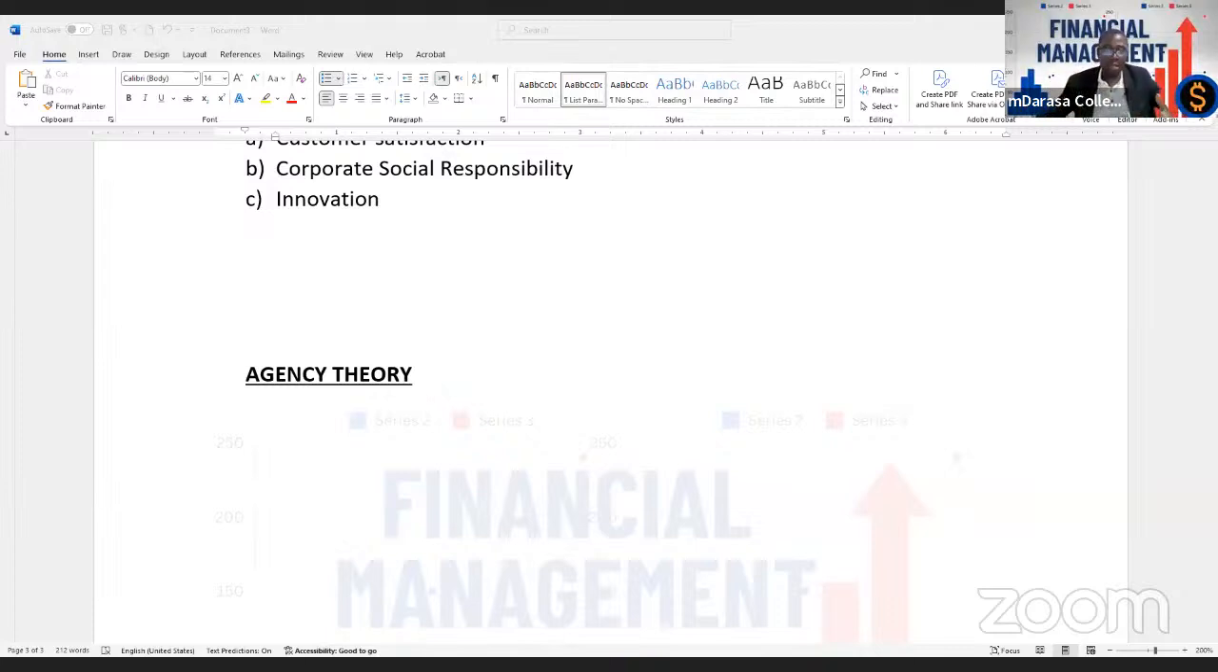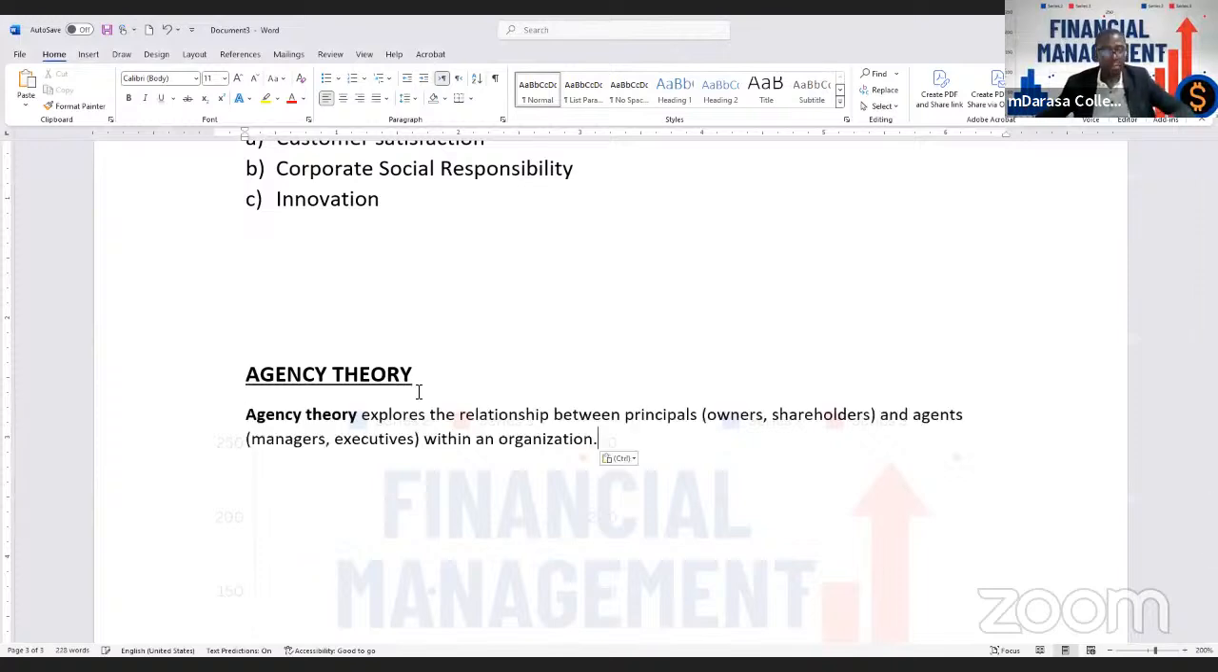A very interesting area. So in a very brief manner, let me share what I've just shared with you so that you can put it down in a very, very brief manner. Agency theory is a relationship.